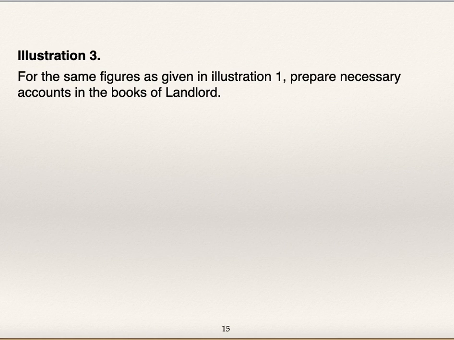Now go to illustration third. Same question, illustration first. You are supposed to pass necessary account in the books of landlord. We have already seen exactly opposite entries, excuse me, are to be passed in the books of landlord. Only thing is royalty becomes royalty receivable, short working becomes short working suspense, and you need to open lessee account.